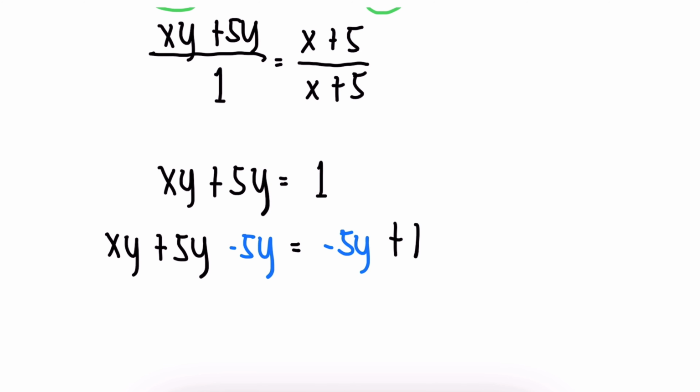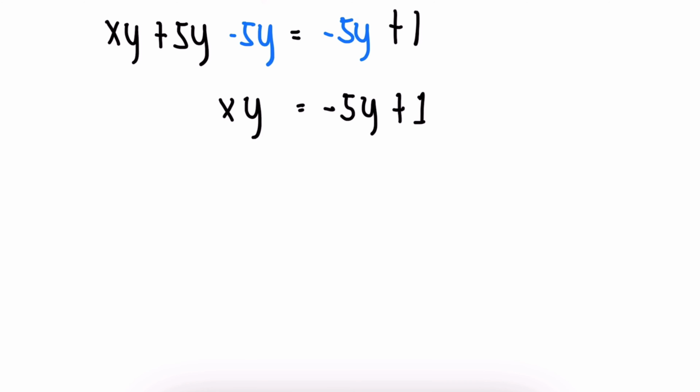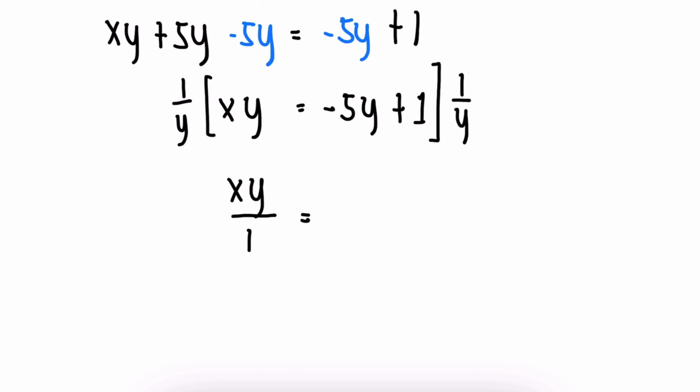Simplify 5y minus 5y, that is equal to 0. So the equation now will become xy is equal to negative 5y plus 1. To solve for x, multiply both sides of the equation by the reciprocal of y. That is 1 over y times xy, that is equal to xy over y. On the right side of the equation, 1 over y times negative 5y plus 1, that will become negative 5y plus 1 over y.